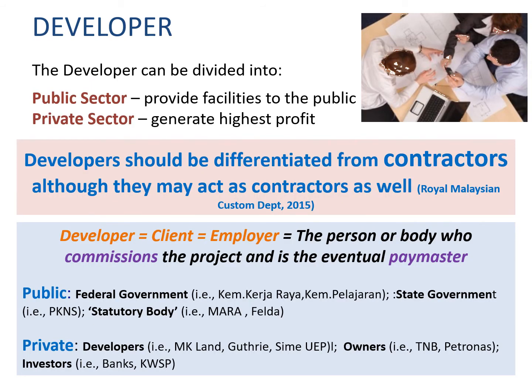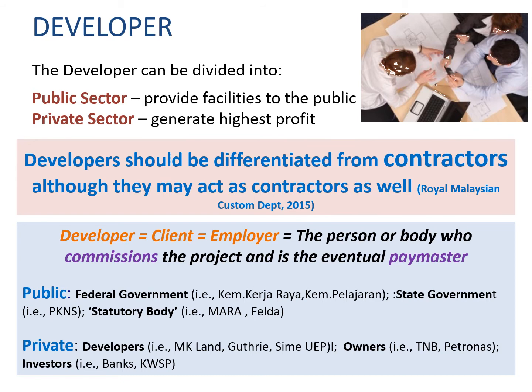A developer can be either public sector or private sector. Public sector includes the federal government, the state government, and the statutory bodies, where they provide facilities for the public, whereas private sector, for example, developers like MK Land, Setia, and Sunway. Those are the big shots in development. Then some of the owners, for example, TNB or Petronas, or the investors such as banks or KWSP, develop to generate the highest profit. So you would be the private sector developer now, like MK Land, SP Setia, and Sunway.